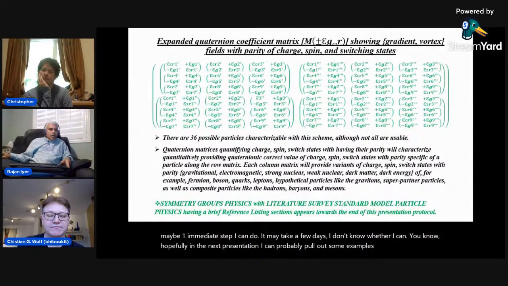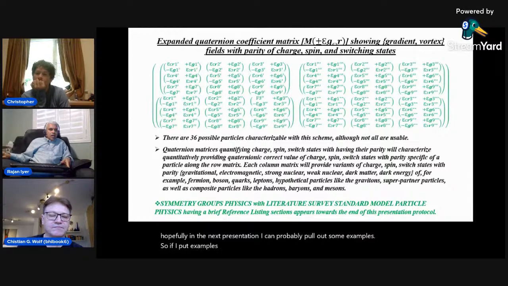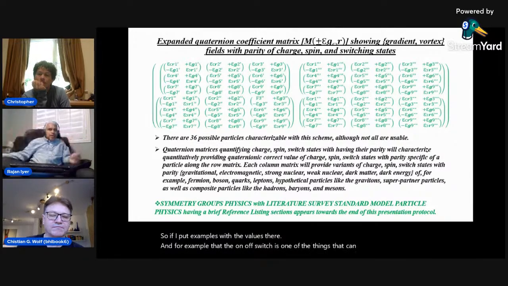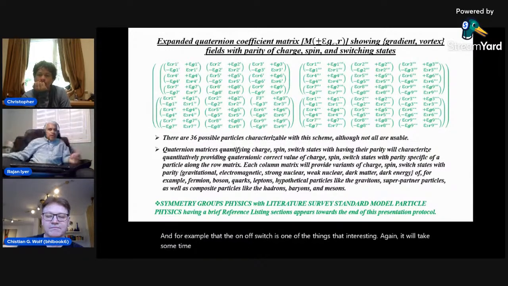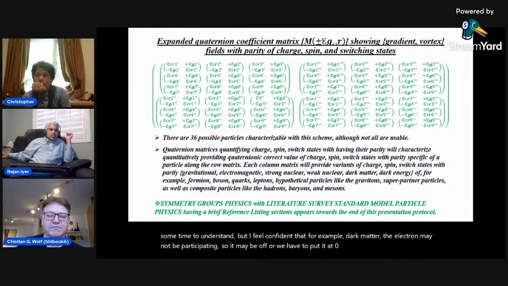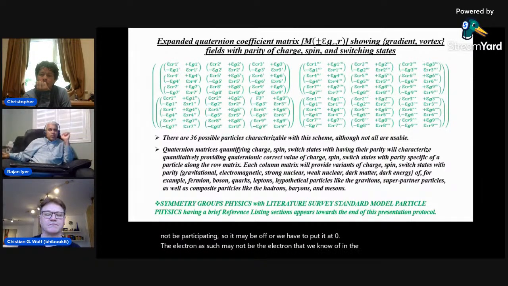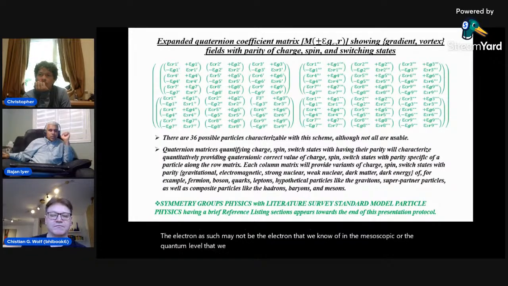So if I put examples with the values there, the on-off switch is one of the things that is interesting. Again, it will take some time to understand. But I feel confident that, for example, in dark matter, the electron may not be participating. So it may be off, or we have to put it as 0. The electron as such may not be the electron that we know of at the mesoscopic or the quantum level that we measure as being there.